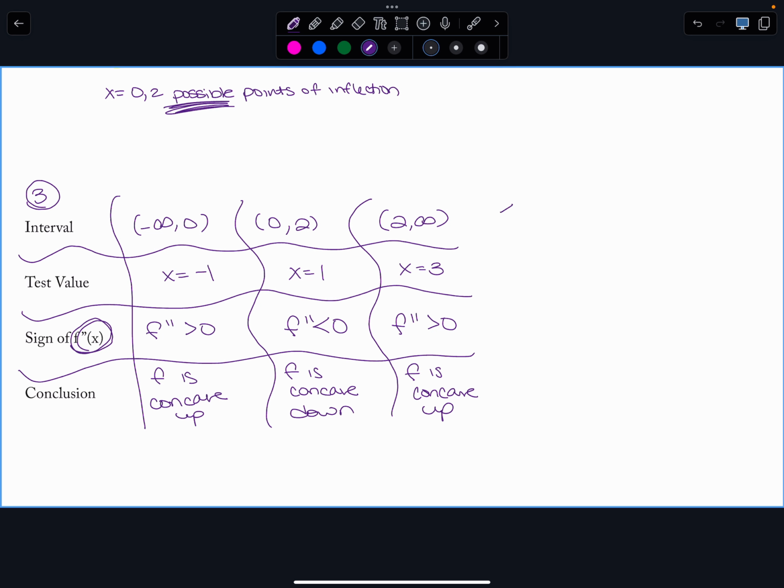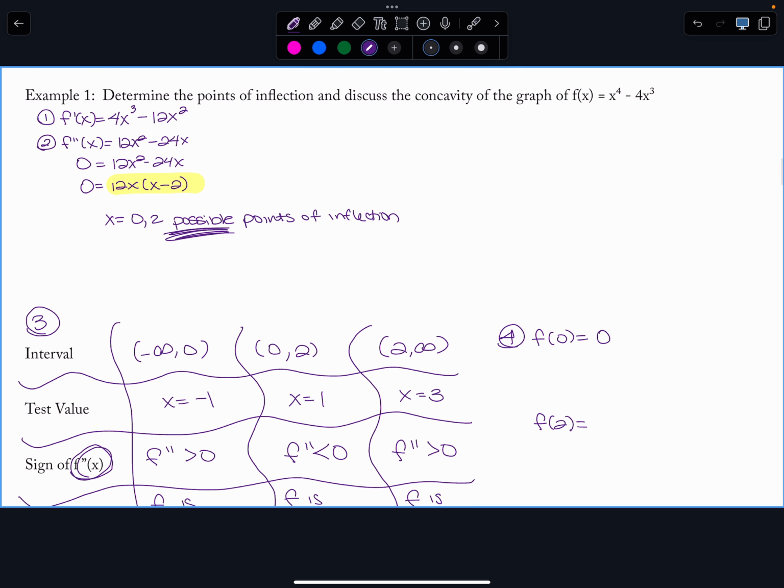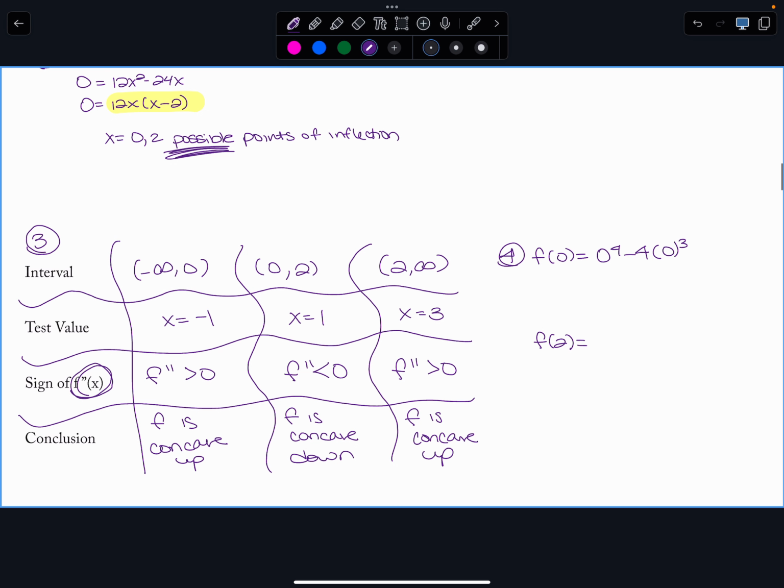Step 4 is I'm going to figure out what f of 0 is equal to and what f of 2 is equal to. So f of 0 is 0 to the 4th minus 4 times 0 cubed. And then f of 2 is 2 to the 4th minus 4 times 2 cubed.